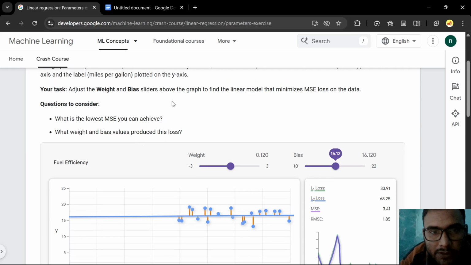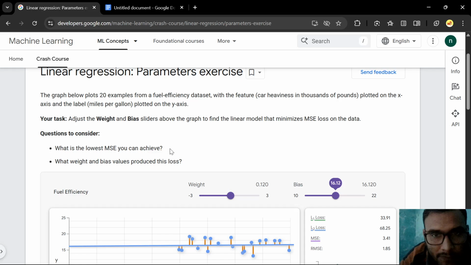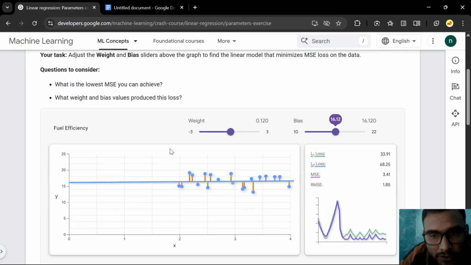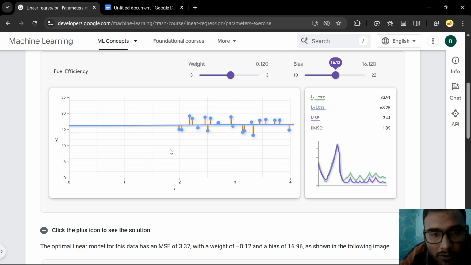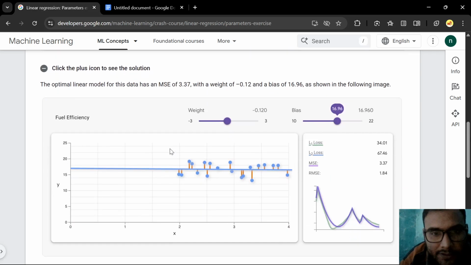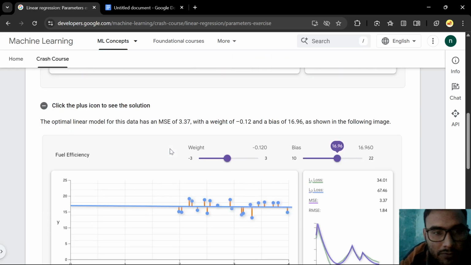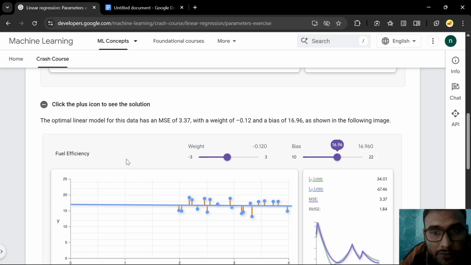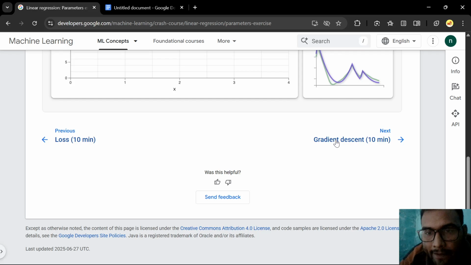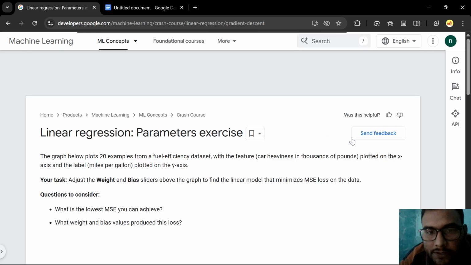We can adjust the weight slider, and it just shows how weight and bias are adjusted during training. This is another example. Okay, so this is the answer. Let's move to gradient descent.